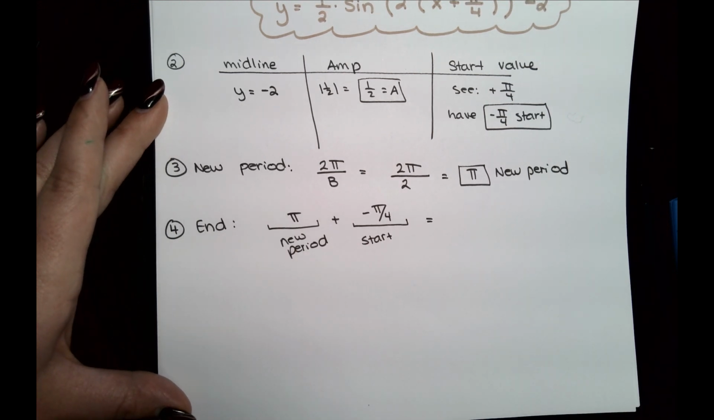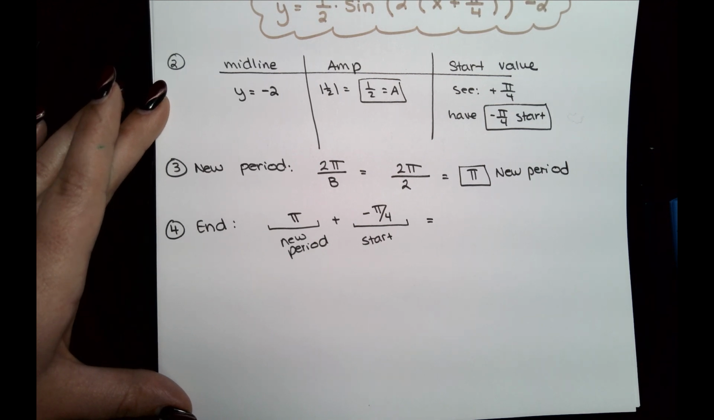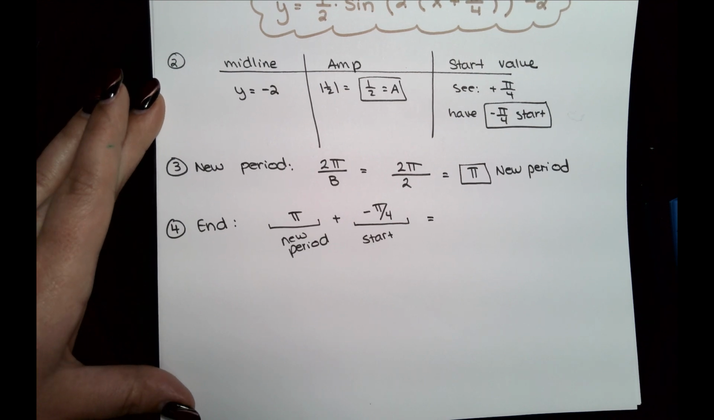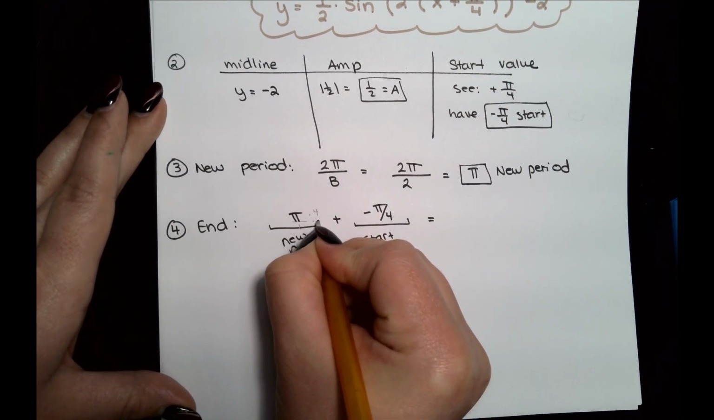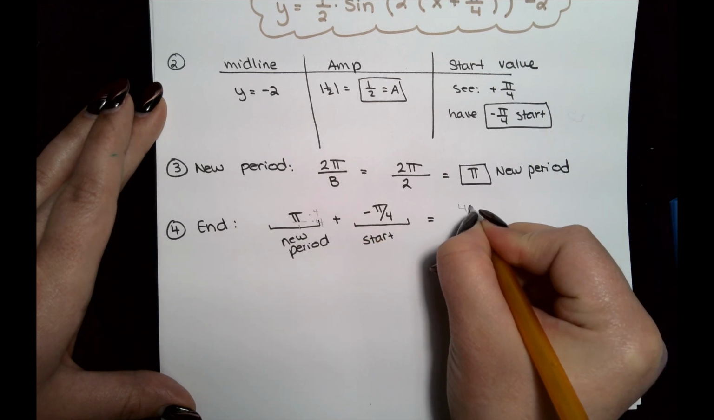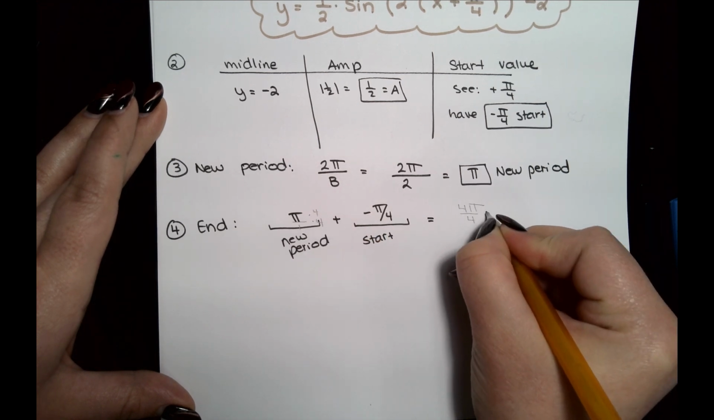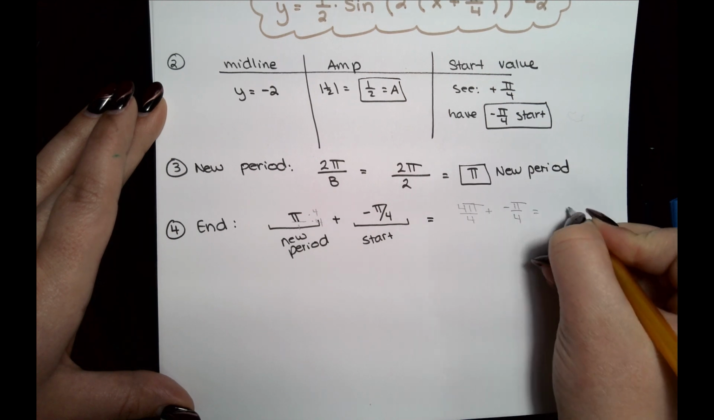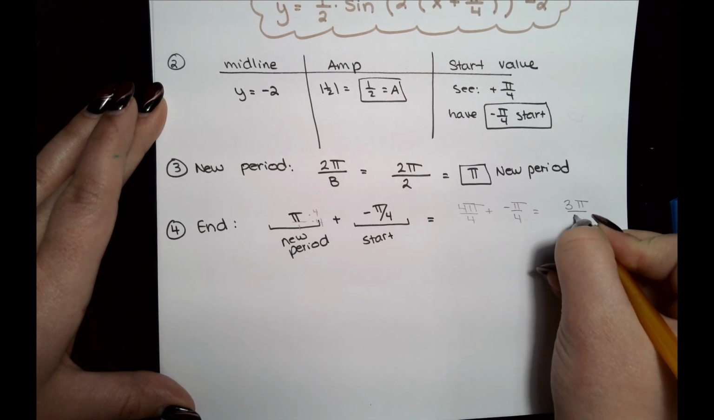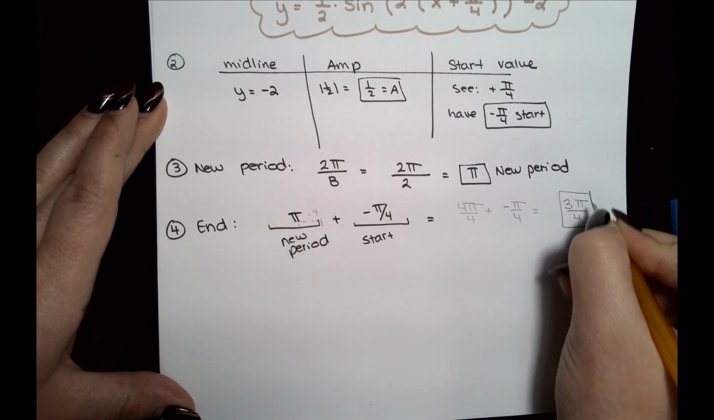You can flip this out. It's the same thing. So if you want to do your start plus your new period, or if you want to do your new period plus your start, that's fine. Technically, we are subtracting. Common denominators are needed here. So I'm going to multiply top and bottom by 4. So we have 4 pi fourths plus a -pi fourths. So we have 3 pi fourths as our end.